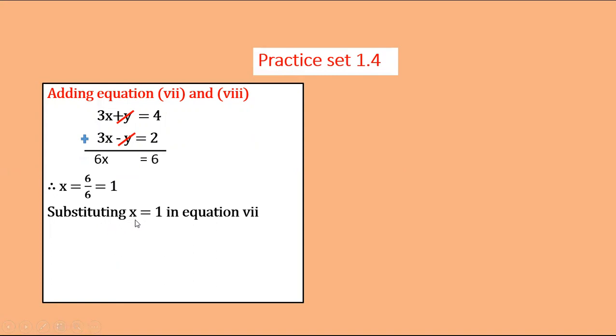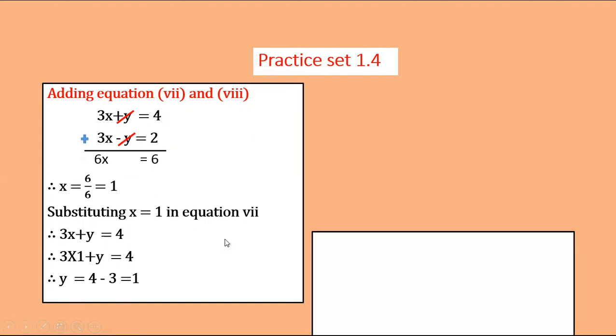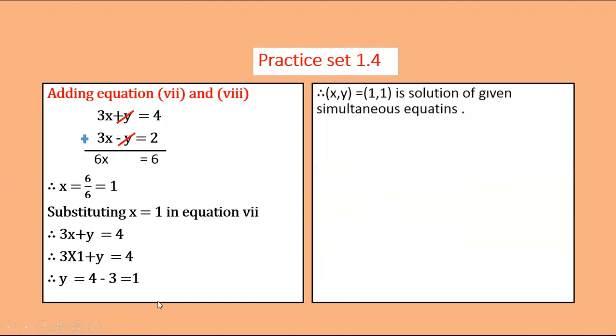Substitute the value x is equal to 1 in equation 5. Therefore, 3x plus y is equal to 4. Hence, x is equal to 1. 3 multiply 1 plus y is equal to 4. y is equal to 4 minus 3 is equal to 1. Therefore, we get x is equal to 1 and y is equal to 1 is the solution of the given simultaneous equations.